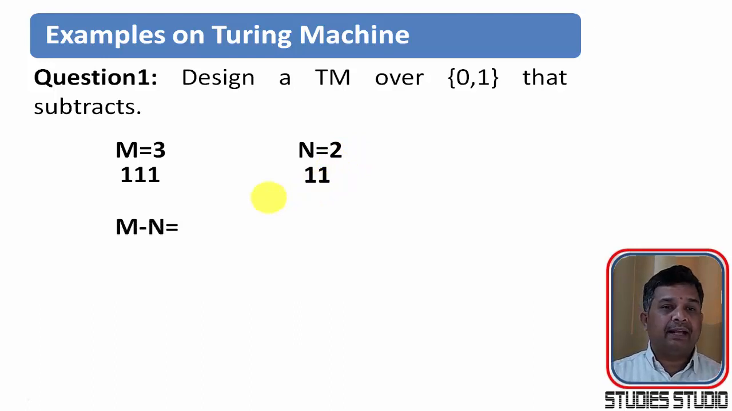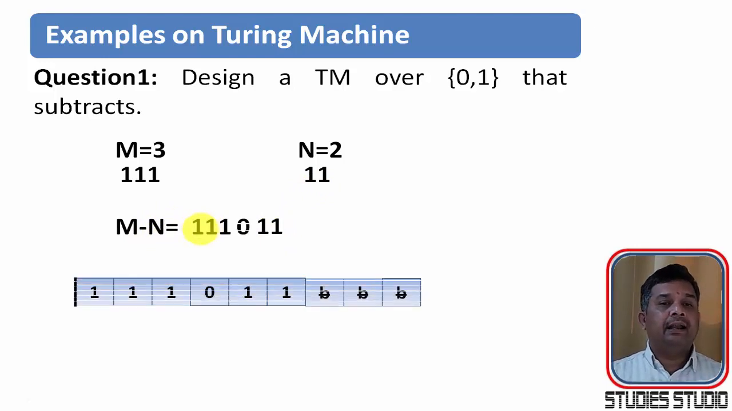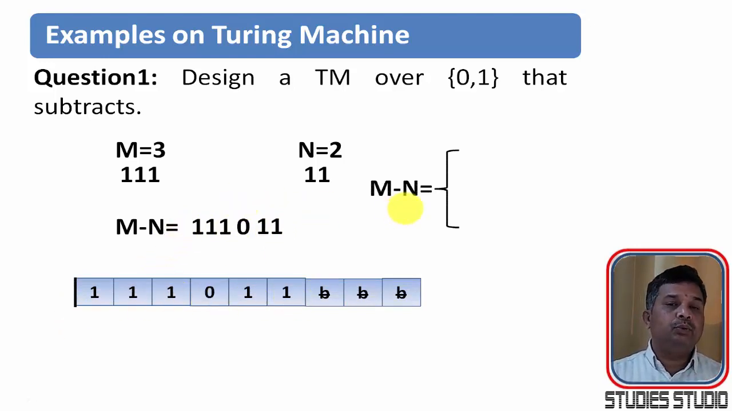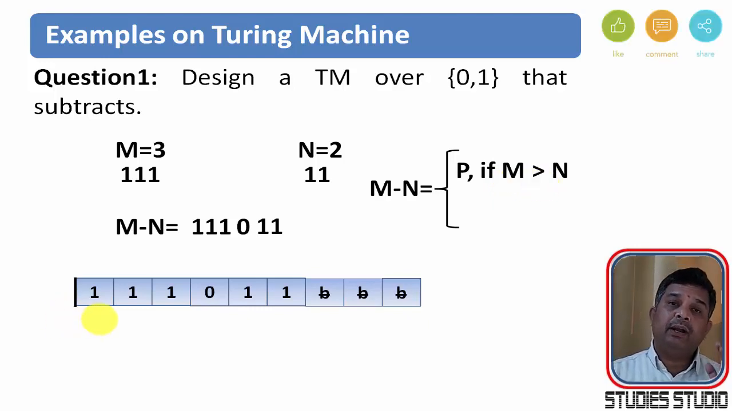In order to do subtraction, I'll take 3 ones from m, then I'll take 2 ones from n, and I'll put a 0 in between. Now in order to write that, I'll write 3 ones, then a 0, then 2 ones. So in the tape it will look like this. When we are doing subtraction, there are 2 things we will be doing. If m minus n we are doing, let the result be p if m is greater than n.